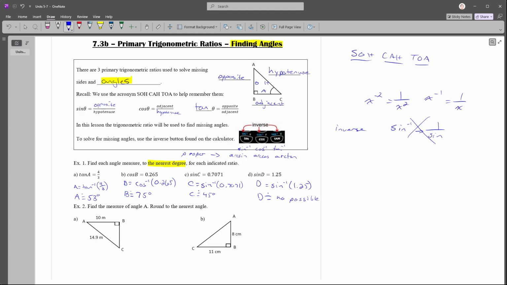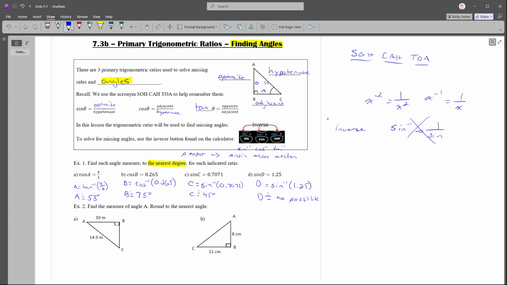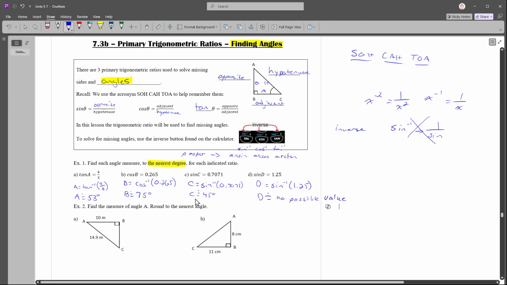Your calculator may give a different readout, such as error, depending on your calculator. But you will get some form of readout that says that is not a possible operation. So we say no possible value. There's no possible angle that makes this true. Okay? Alrighty. So let's go down.